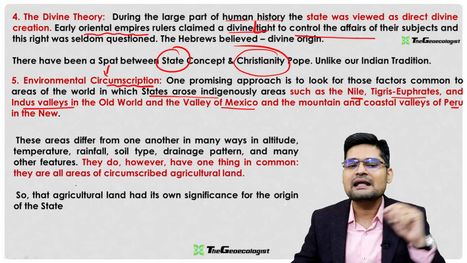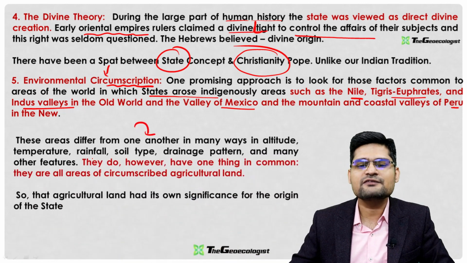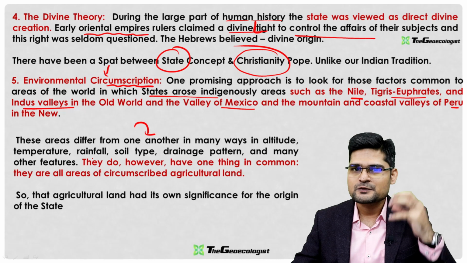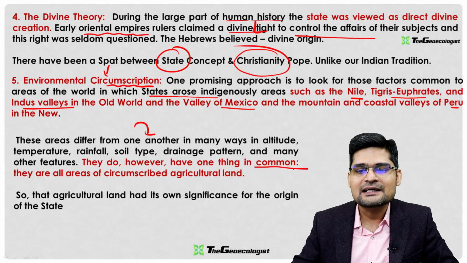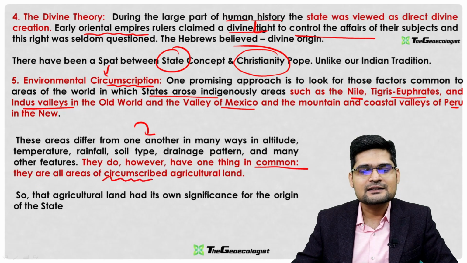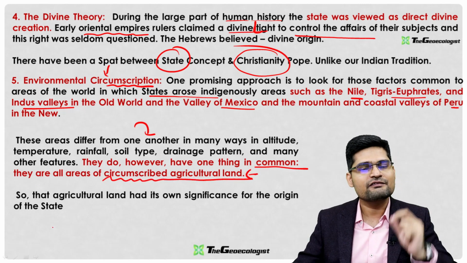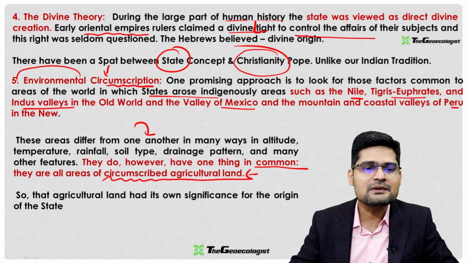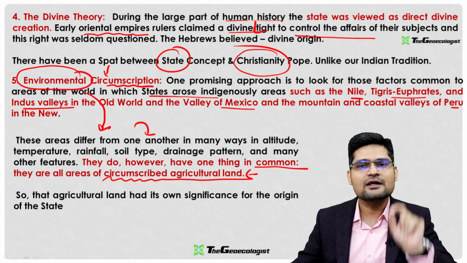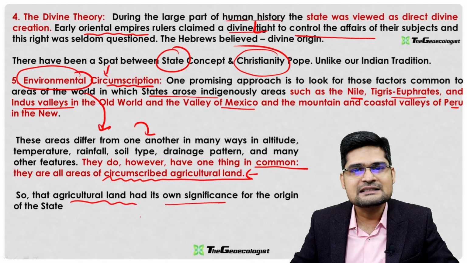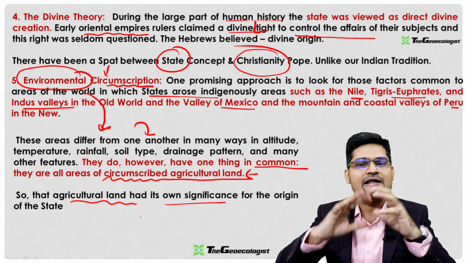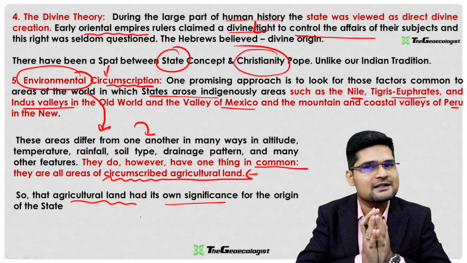So what is the commonality here? These areas differ from one another if you observe from the perspective of areal differentiation. But what is the commonality? There is one thing common, and the common thing is the circumscribed agricultural land, the fertile land. So the environment is determining the creation of a state here. Agricultural land and resources are actually creating the idea of a state. This is called environmental circumscription.